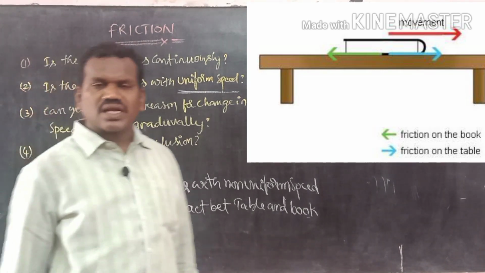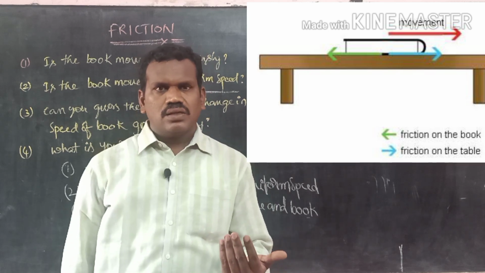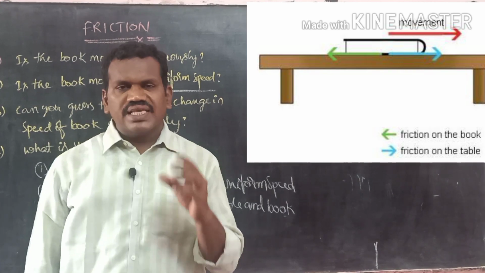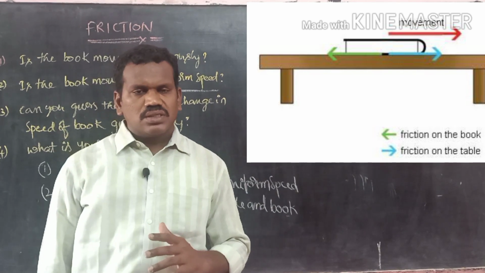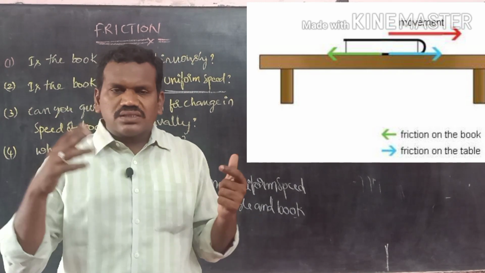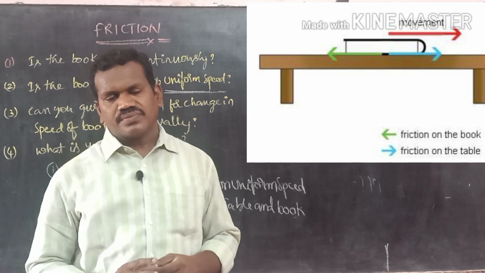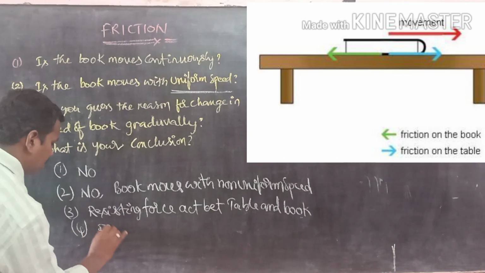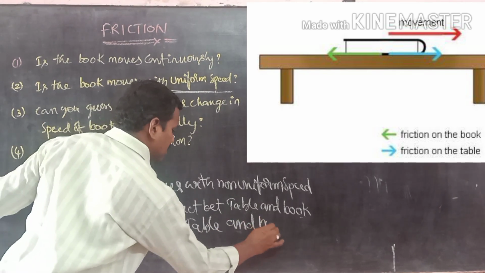What is your conclusion? The conclusion is nothing but whenever you apply a certain amount of force on the book which is in contact with the table, the table also applies some opposing force to the motion of the book. This means an opposing force is developed because of the applied force on the book. That means a contact force is developed between the surface of the book and the table. This opposing contact force to the applied force will stop the book after a certain time. This opposing force is called friction. So the answer to the fourth one is nothing but friction. Friction between where? The table and the surface of the book.